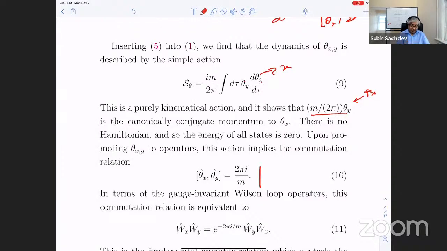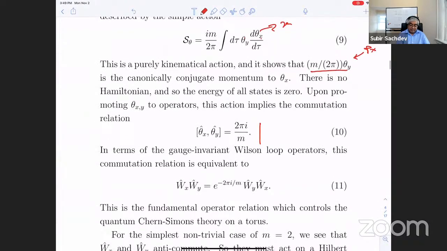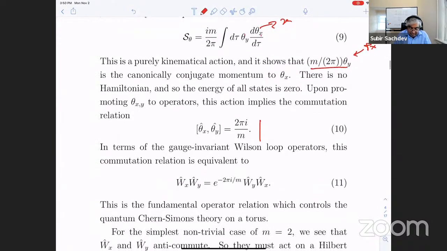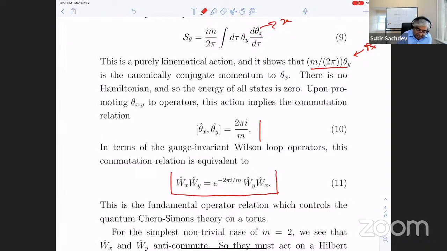Okay. Now the nice thing to notice is that the gauge invariant objects, because theta x is periodic, you should really write this in terms of the gauge invariant objects. Everything else is pure gauge. They are Wx and Wy. So here's our very important relation. I have these matrices, Wx and Wy, which obey this relation. It's not quite a commutator. It just tells you that Wx Wy is a phase factor, e to the 2 pi i m, times Wy Wx.